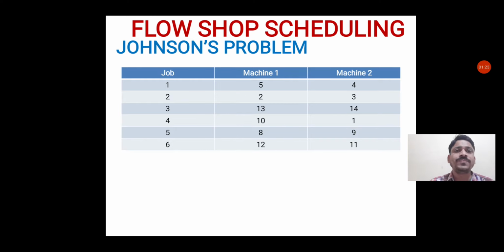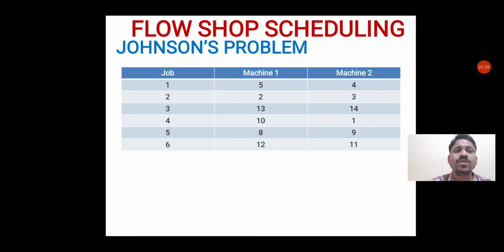However, in this example problem there are 6 jobs and 2 machines, as you can see in the table. Job 1, on machine 1 it has to be processed for 5 hours, and then it goes to machine 2 and for 4 hours job 1 is performed on machine 2. Similarly, the remaining jobs like 2, 3, 4, 5 and 6, the subsequent processing times on both the machines are given in this table.